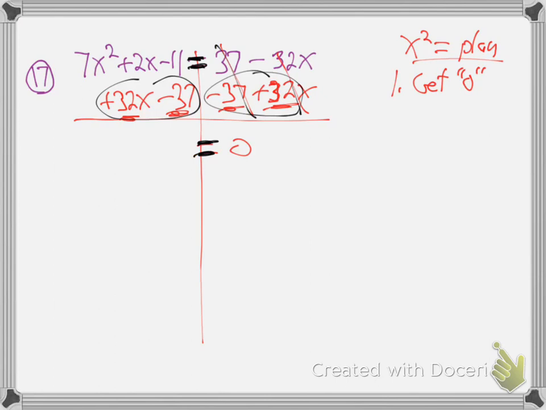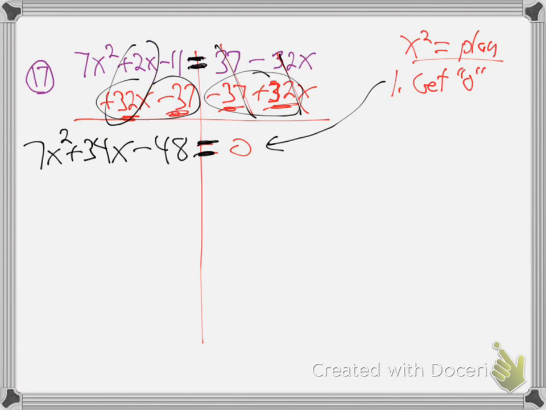Okay, these cancel and I get 0. That's my first step, get a 0. What does the other side have? 7x squared plus 34x minus 48. These two make 34x, and you can just calculate the 48. All right, so now I did step 1, get a 0. What's step 2? Factor, right? The two parentheses factor.